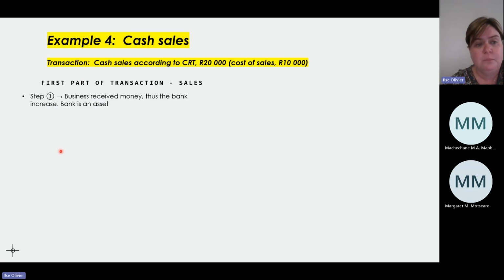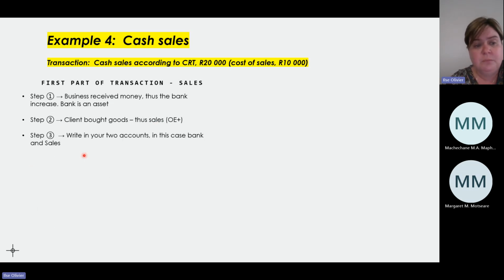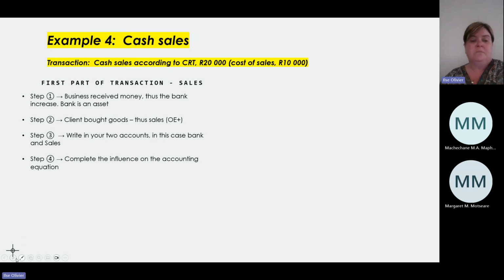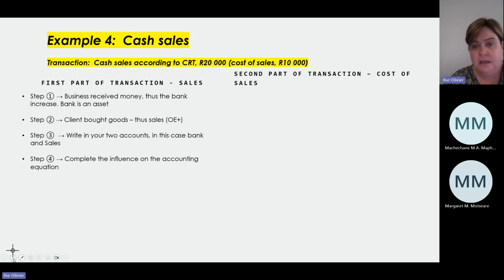So let's look at it. Step 1, the business received money. This bank is increased. Bank is an asset. An asset is debited. The client bought goods. Thus it's sales. Sales is an income that increases your owner's equity. Step number 3, my two accounts are bank and sales. And then in the end, we will complete the influence on my accounting equation, but I'll show you that just now. Then the second part is my cost of sales.